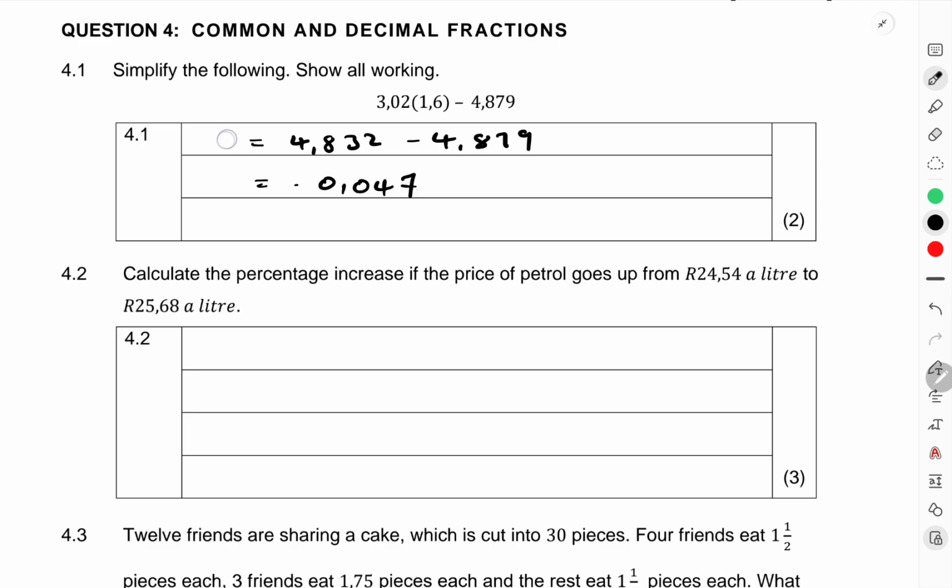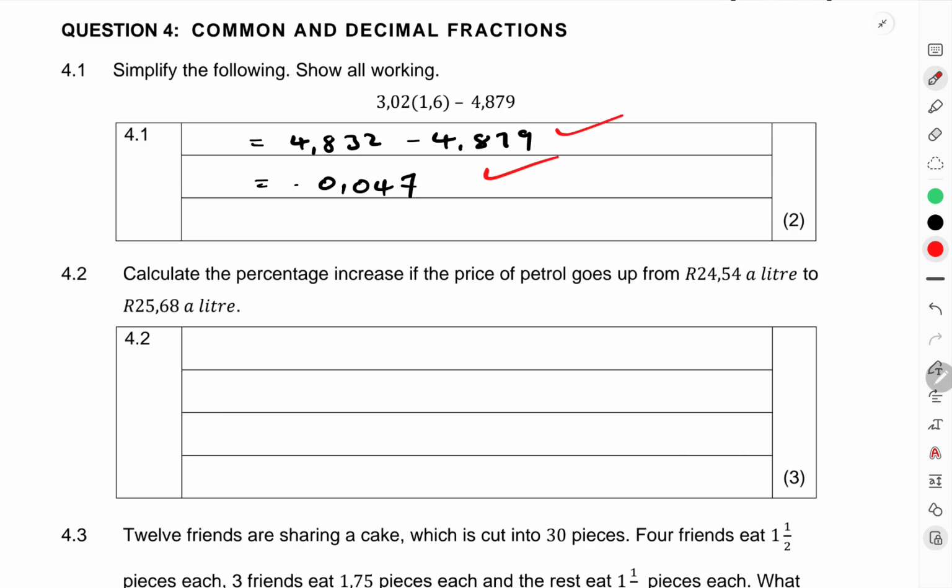But then if you took and wrote your answer like this, you are going to receive your 1 mark because you did not show your workings. But then if you show the workings by dealing with each and every term individually, then you are going to receive your 2 marks, just like that.